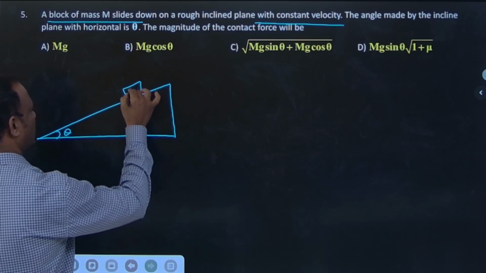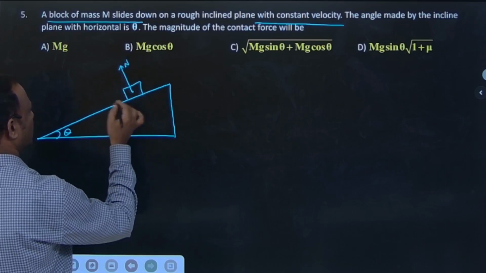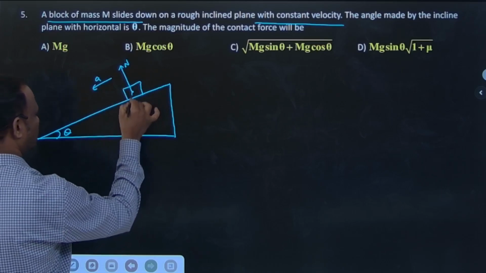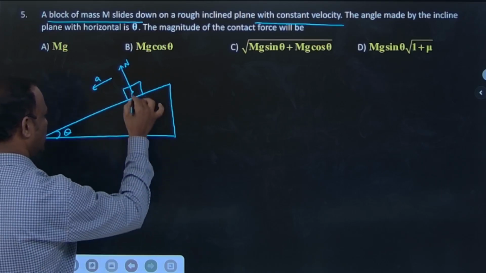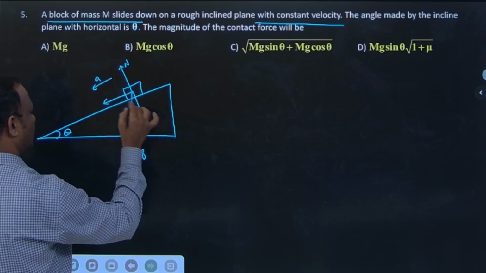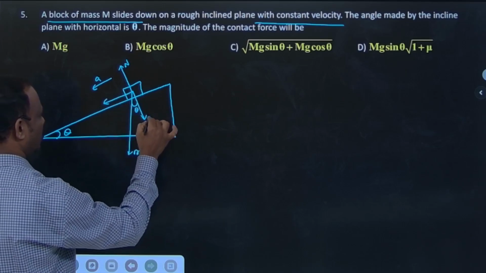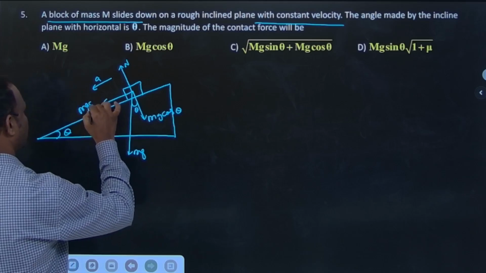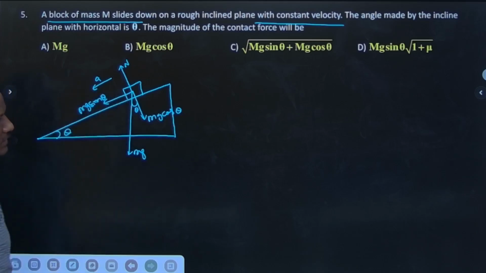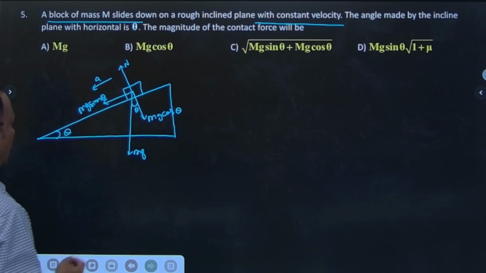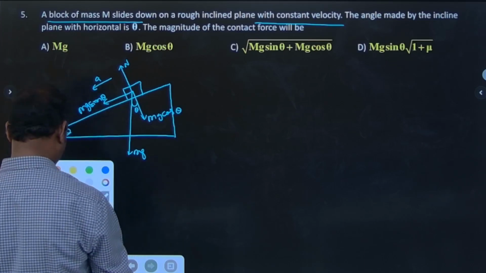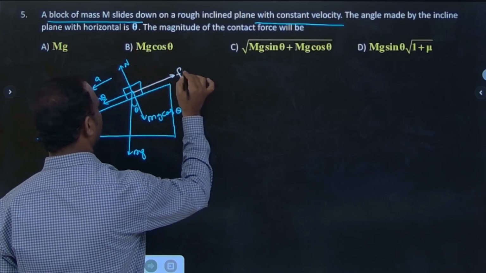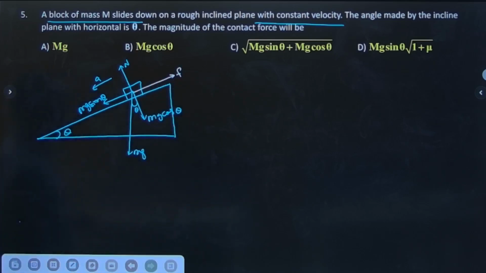Its normal reaction is N. Sliding downward means acceleration is a. mg is resolved into two components, at angle theta: mg cos theta, and next, mg sin theta. So it's moving downward. It's a rough plane, so the frictional force acts in the backward direction. So what is the contact force?